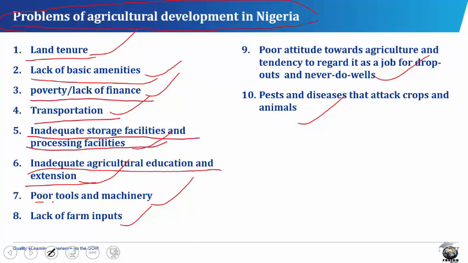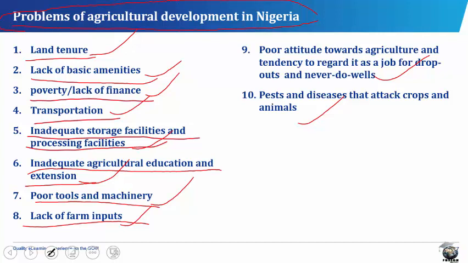In the problem of poor tools and machinery, our farmers still use obsolete tools for agriculture instead of using modern tools and machines like tractor-mounted plows, ridgers, cultivators, sprayers, harvesters, etc. The solution is that tractor hire service has been introduced by several states and local governments in Nigeria to ease the tediousness of work. And for the lack of farm inputs like feeds, fertilizers, improved seeds, chemicals, and farm implements, the solution is that government should supply and provide money for farmers to procure these things.